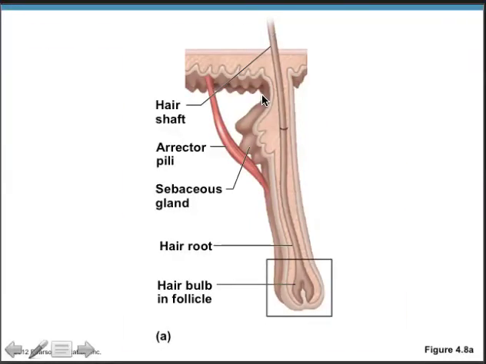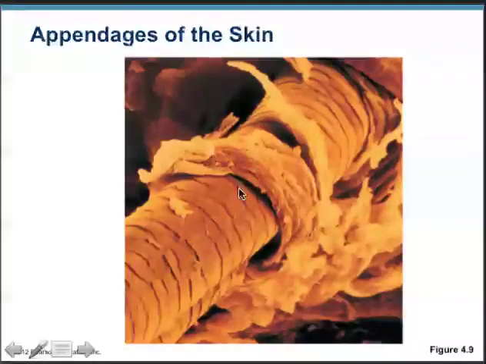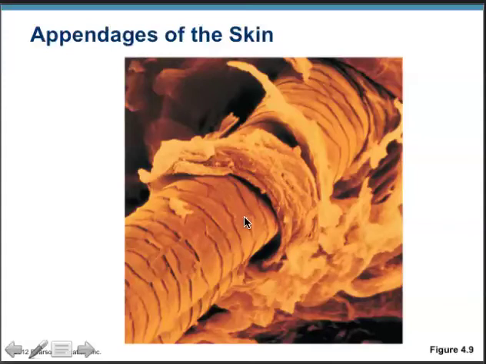And here you can look at a micrograph of a hair follicle. Notice how the scale-like cells of the cuticle overlap each other in this hair shaft image. This is 660x, so this is highly magnified, but you can see the cuticle here. Of course, under it would be the cortex, and then under that would be the medulla.